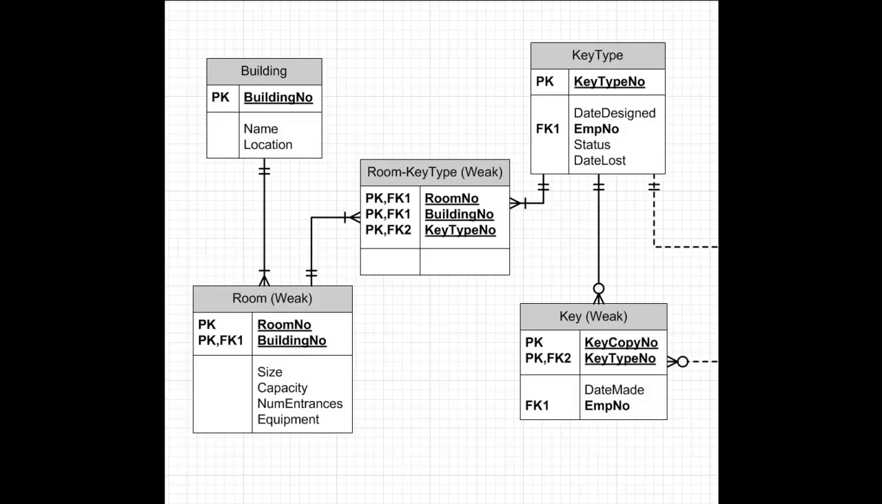So a weak entity borrows all or part of its primary key from another entity, which means that the relationship, when there is one, and there usually is, will be an identifying relationship.